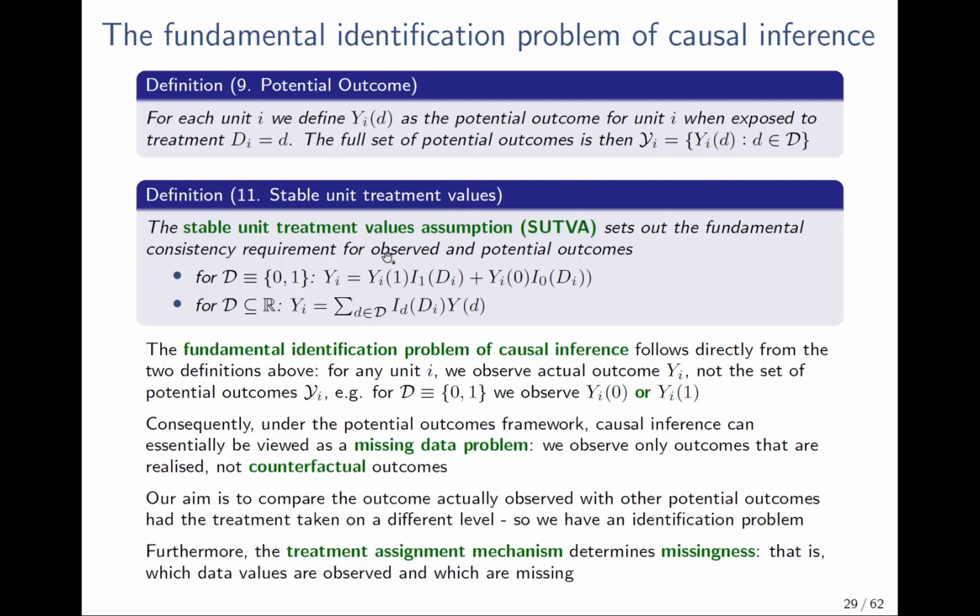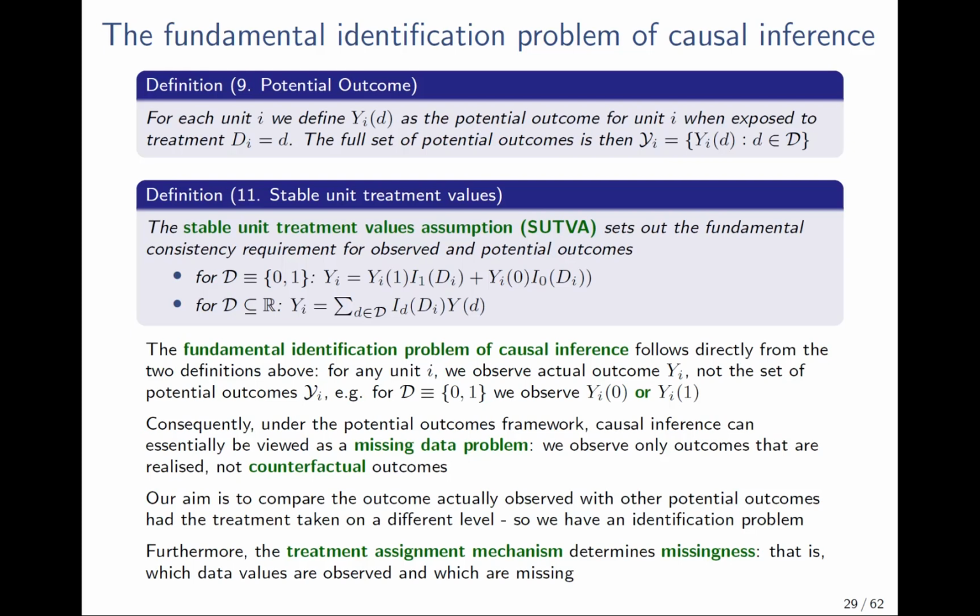Now let's look at the multi-valued or continuous case. That's exactly the same thing. The observed value corresponds to the potential outcome conditional on the level of treatment that was actually assigned to the unit. So if the unit receives treatment level small d, then our actual observed data will show the potential outcome at small d.